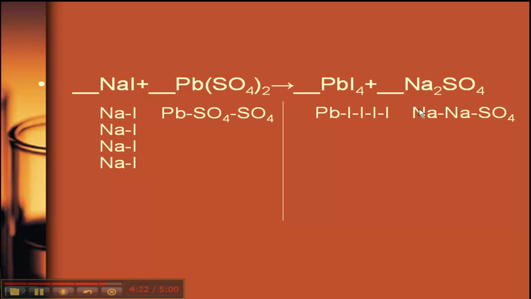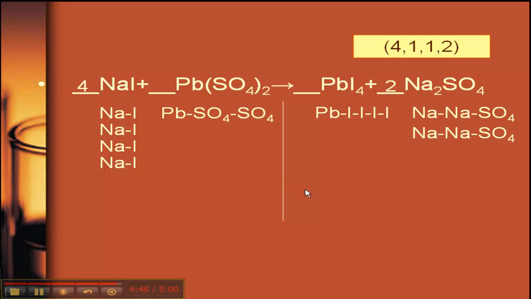So then we go back over here, and if we add another sodium sulfate, then we will also have 4 sodiums. So notice that the sulfates now we have 2 there and 2 there. So 4 Na's, 4 Na's, 4 I's, 4 I's, 1 Pb, 1 Pb, and 2 sulfates. And that is going to give us a balanced equation of 4, 1, 1, 2.